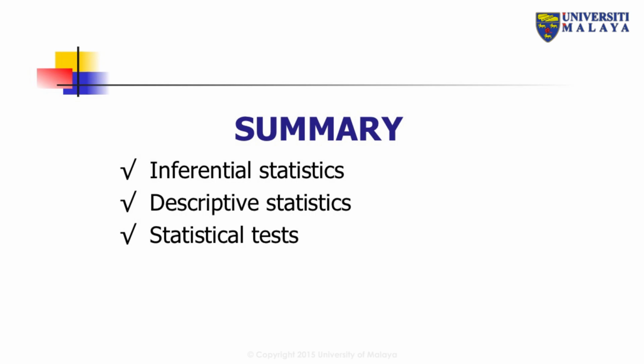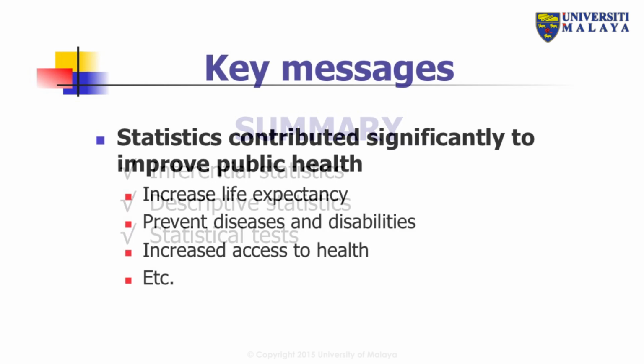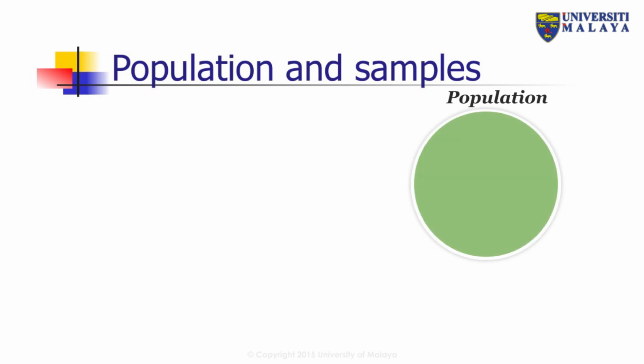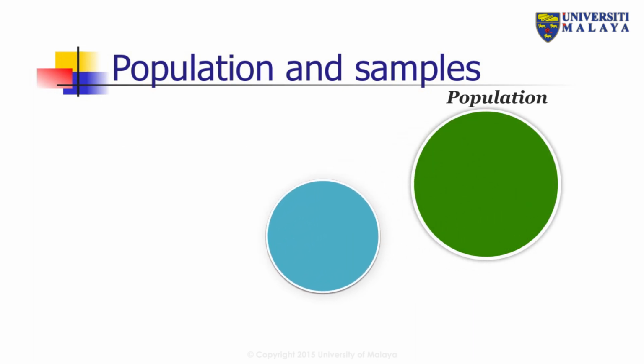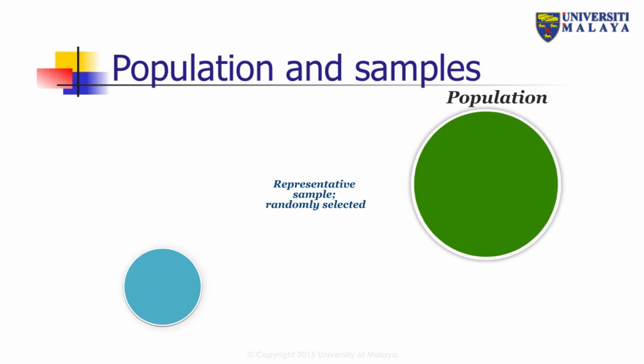Before I end, I would like to summarize the main points in this lecture. We now know that statistics has contributed significantly in the efforts to improve public health, such as increase life expectancy, prevent disease and disability, increase access to health, and so on. When we want to collect data, we select a sample of individuals, rather than the entire population of interest because it is too expensive or simply not possible to include the whole population in our study. We collect the data from sample.